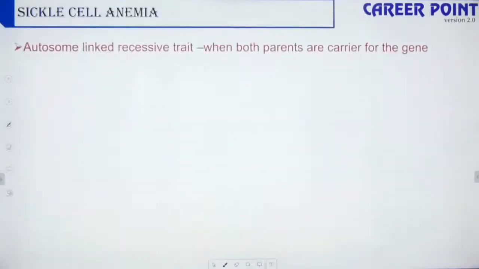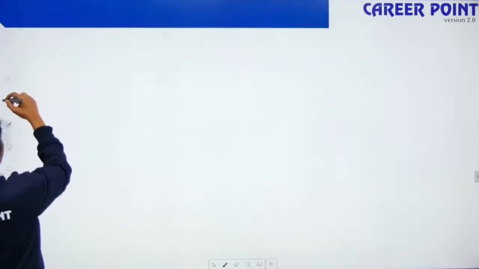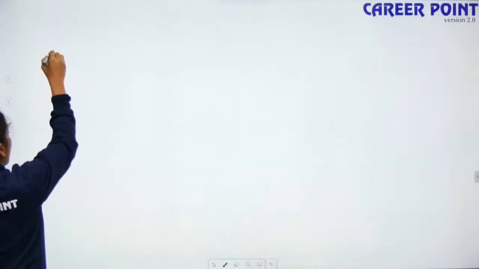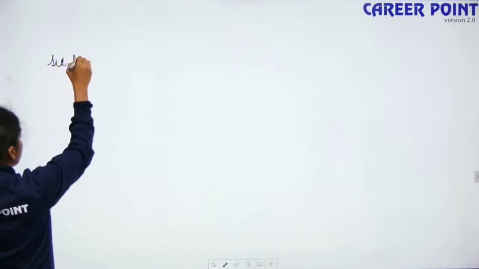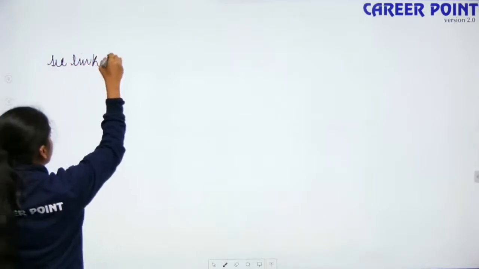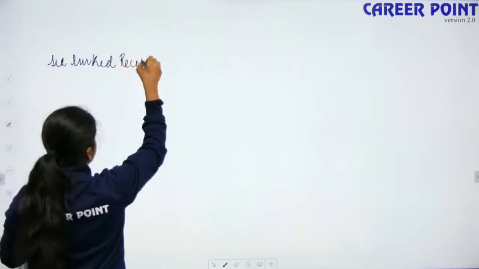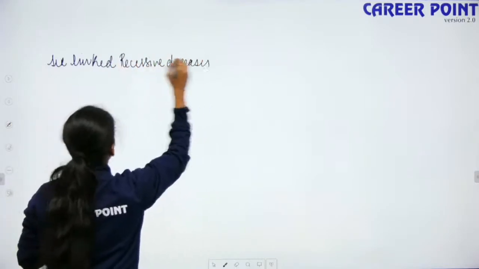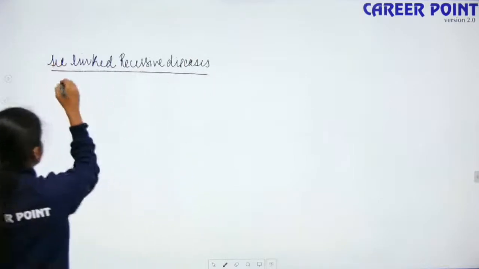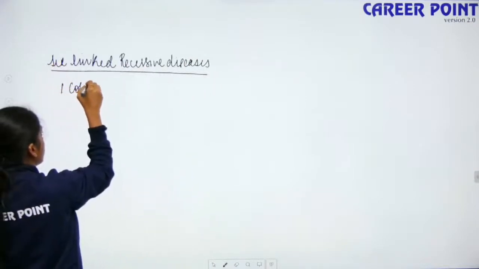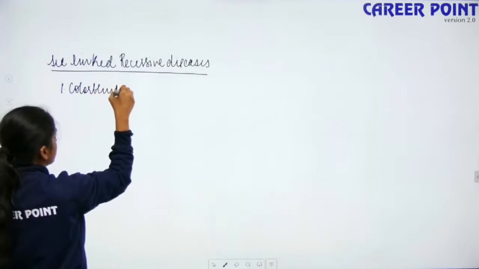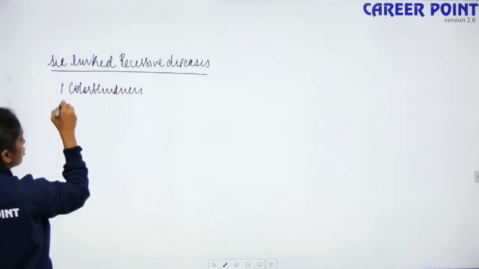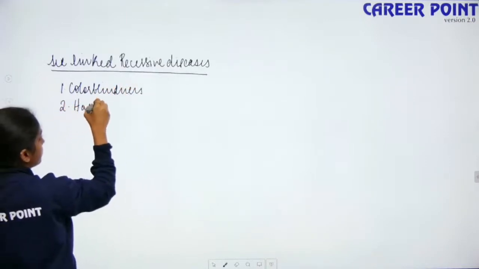Fine. Now I have a question based on hemophilia. Okay, but before that, we move to sickle cell anemia, so I will make it clear. I have spoken about sex-linked recessive diseases. So what are they? Sex-linked recessive. The first one is color blindness. The next one is hemophilia.